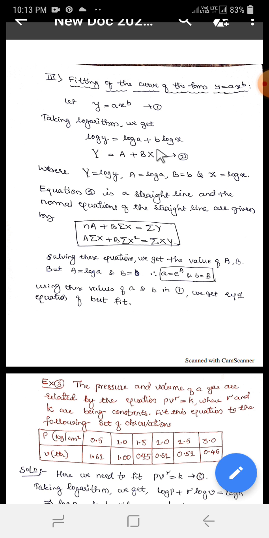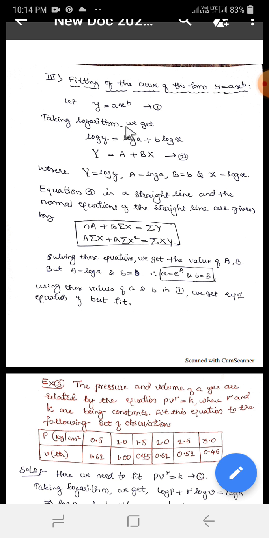If we take log of this equation, we get log y equals log a plus b log x. Then we write log y as capital Y, log a as capital A, small letter b as capital B, and log x as capital X. Then this is the equation of a straight line. We need to find capital A and capital B values. We know how to write the normal equations for a straight line, which was discussed in the last class. So for this equation, the normal equations are these two. Now solving these two normal equations, we get the values of capital A and B.